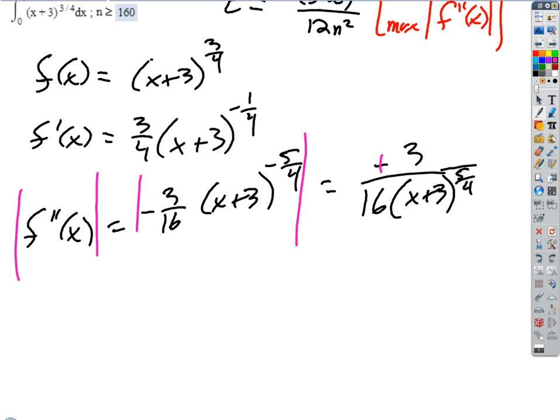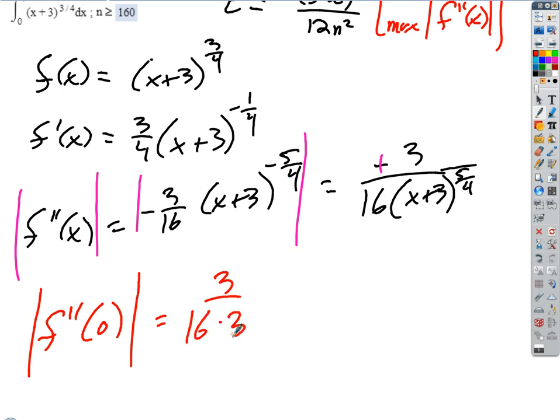So what is then, what is the absolute value of f double prime of 0? Oh, that's going to be weird, isn't it? Yeah, we're going to get 3 over 16 times 3 to the 5/4, right? Which is going to give us, I mean, we can just leave it like that, that's fine. We don't have to simplify that. We'll put it in our calculator anyway. So, we really could, we have a 3 to the 1 on the top, so what is that? How could I simplify that if I wanted to?